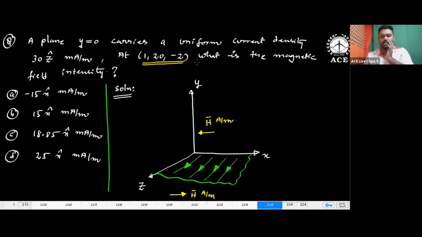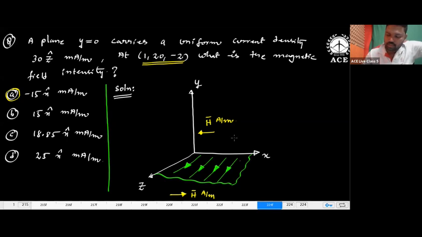Why is it above the sheet? The infinite sheet is placed at y is equal to 0, but this point is at y is equal to 20. As it is above the sheet, the magnetic field direction is in the negative x direction. Directly you can decide the answer like this: -15 is the answer. Otherwise you can go by the formula.